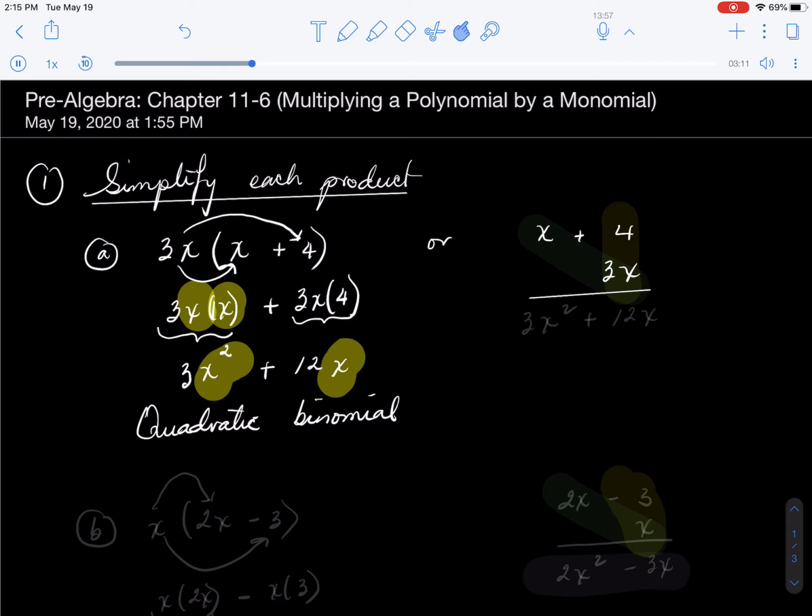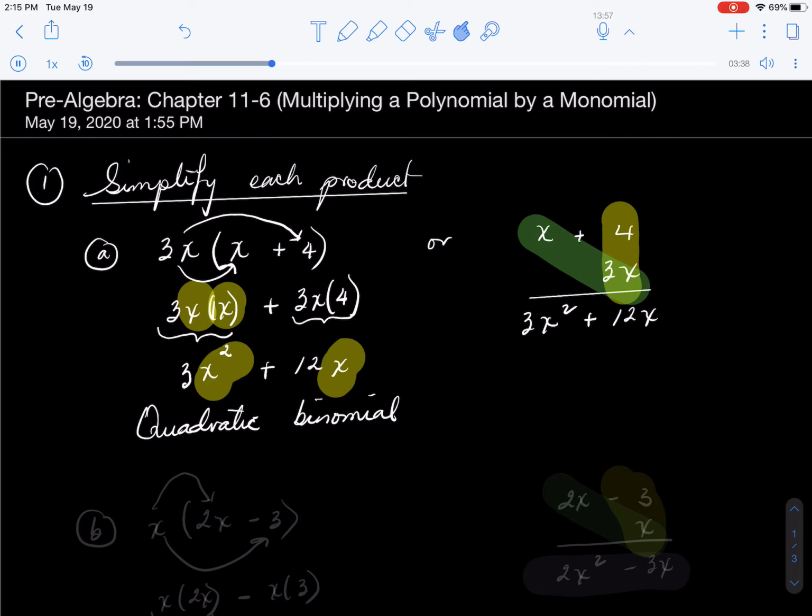Also, I have here on the other side, if you like, you can multiply it this way. So here, in the yellow, I should have the 12x. In the green, it's going to be 3x squared. Same process. Let's try the second problem.